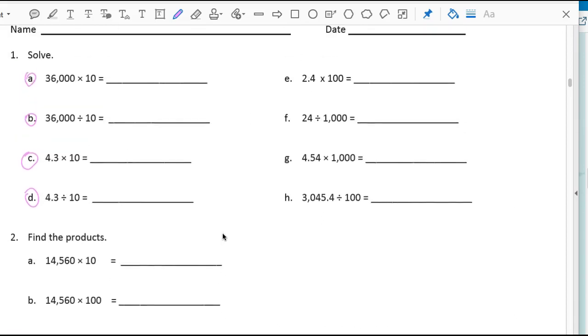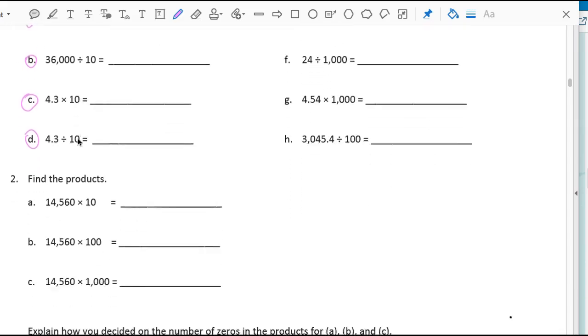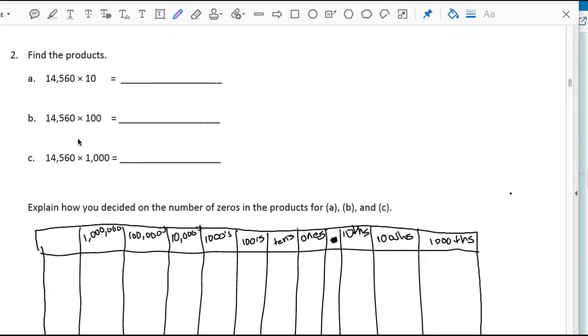The first ones that we're going to do are multiplication and division that match. So you've got 3, 6, and 3 zeros, and we're saying times 10, and then we're going to take that same number and divide it by 10 so that you can see what happens. So this very first one, we have 3, 6, and 3 zeros, and we're saying times 10. So let's go ahead and put that one in here.